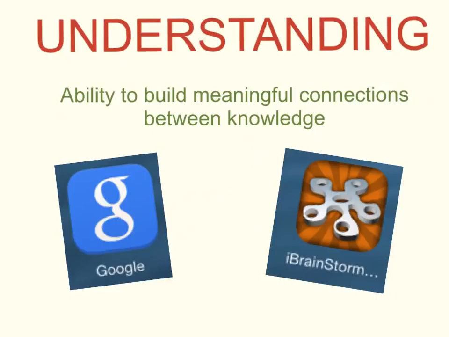Understanding is the ability to build meaningful connections between knowledge. To help students understand learning concepts better, a great example would be to have them use the Google app and search to find resources that will help them understand these concepts better. Also, using the iBrainstormer app would be another effective way to have students build an understanding by creating relevant connections between knowledge through concept maps. One will know when a student understands a learning concept when they can finally apply it to the real world.